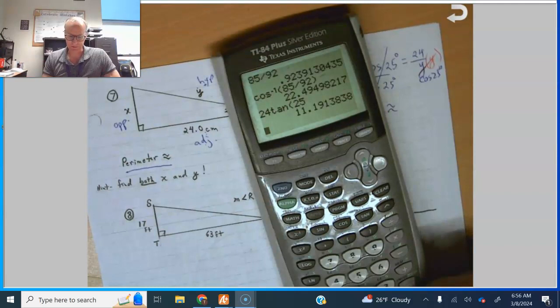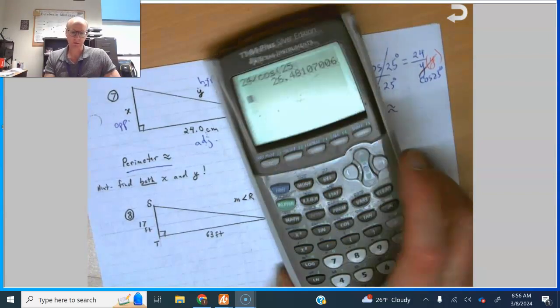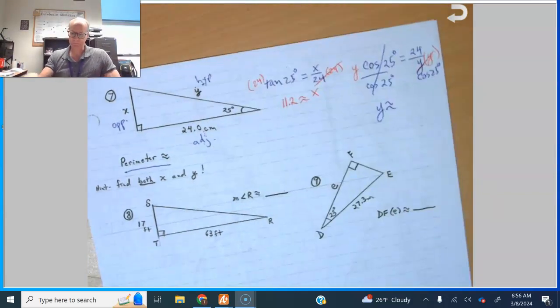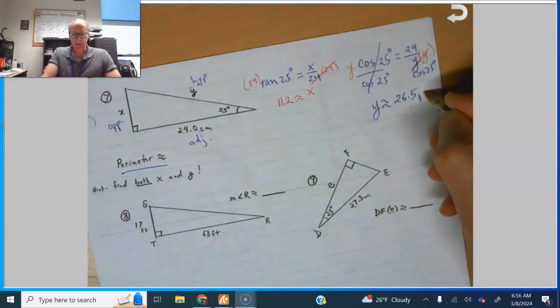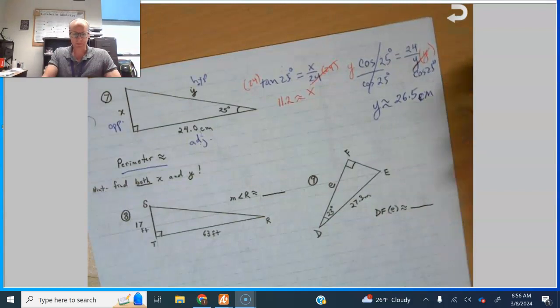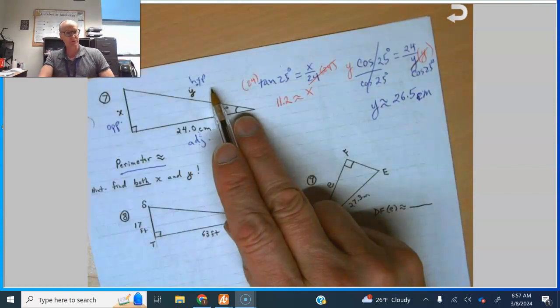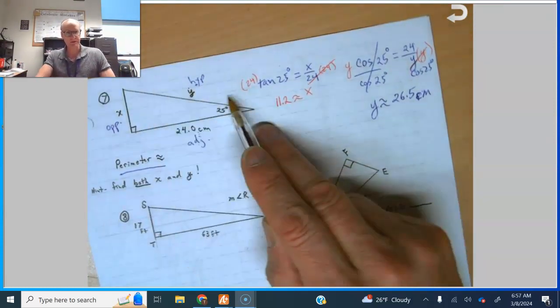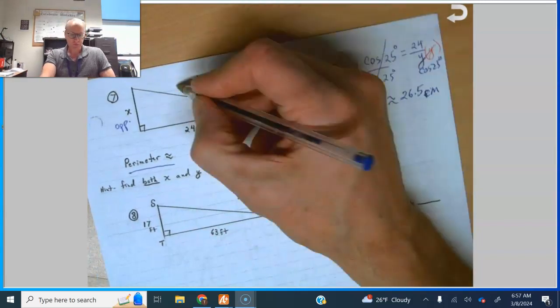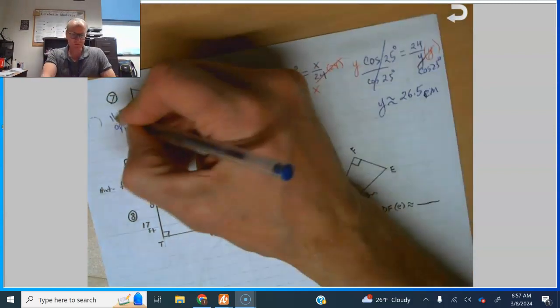I'm going a little faster because some people are going to get antsy here. 24 divided by cosine of 25, and we're looking at 26.5. The nice thing is that, centimeters, not feet, darn. Okay. So this one is 26.5, which seems reasonable. These two sides look more or less equal. Of course, we know the hypotenuse has to be the longest. So 26.5 seems reasonable. 11.2 seems reasonable.